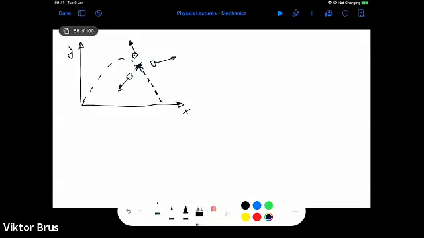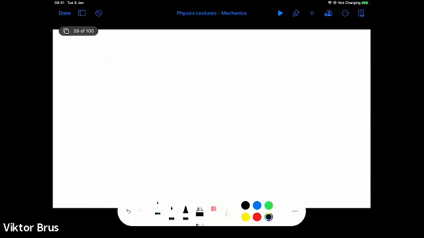Okay, I think with this part we are done. And we still have some time, that's good, because we need to consider propulsion motion. That is another important part of this chapter, linear momentum, and we will be done with this.